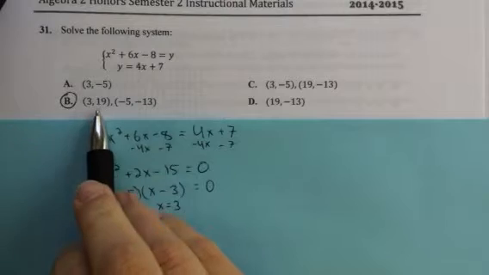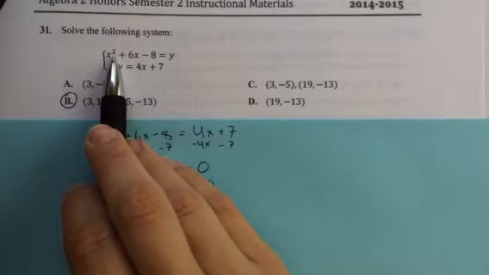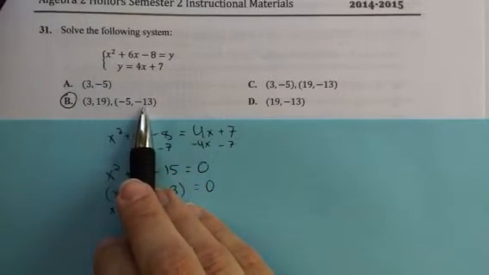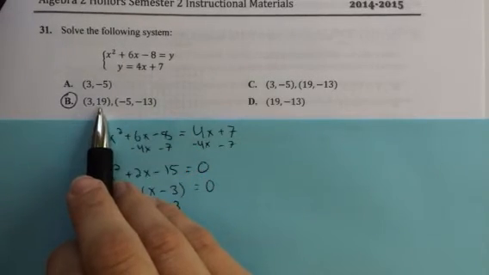In order to find the y's by hand, all you have to do is plug the x, say for negative 5, back into either one of these equations and it'll spit out the corresponding y, like negative 13. Or if you plugged in x equals 3 to either one of these, it would spit out 19.